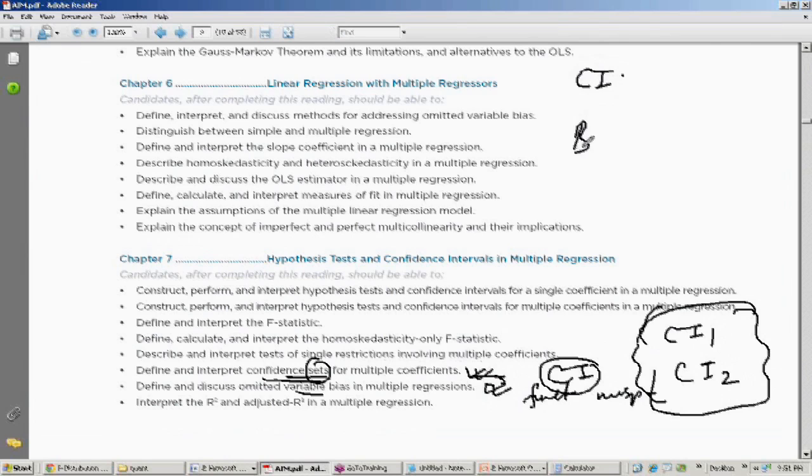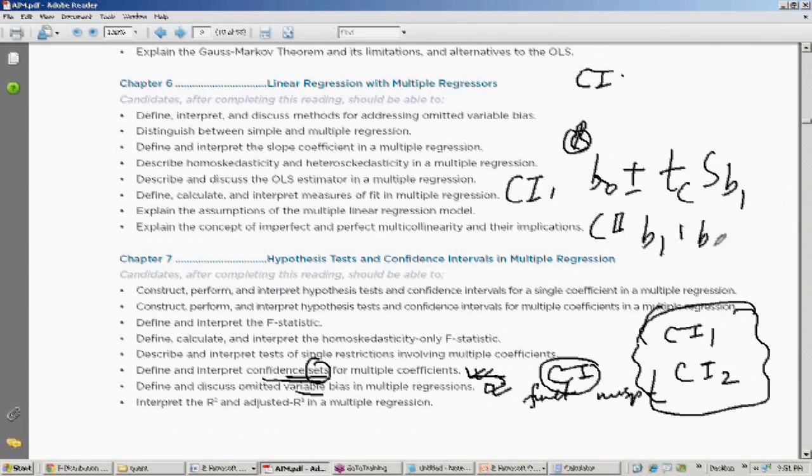Okay. So remember what the confidence interval for B naught is. You will say B naught, whatever you have selected, plus minus T critical into the standard error of B naught. So that is the confidence interval for B naught. Similarly, the confidence interval of B1 will be B1 plus minus T critical into the standard error of B1. In this way you will be able to find the confidence interval. Here you will be finding the T critical and the standard error.